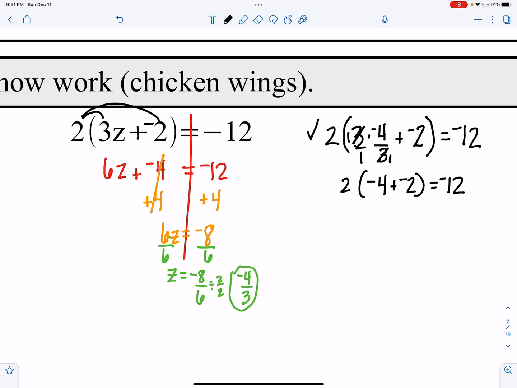Then I can solve those, and we get a negative 6 times 2 equals negative 12. And then we have a negative 12 equals negative 12. And that checks out. Okay.